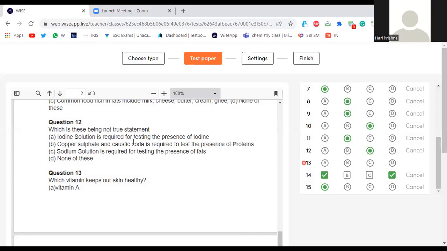So which of these is the not true statement? Option A and C. For the presence of fats, just a paper is required. That's all. When you crush the food on the paper, if the paper becomes oily or transparent, you can tell that there is some fat in the food. Yes or no? Yes, sir.